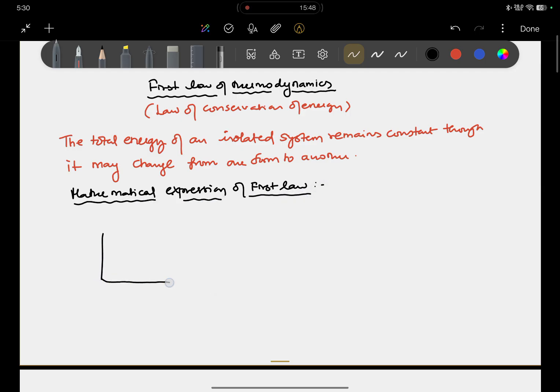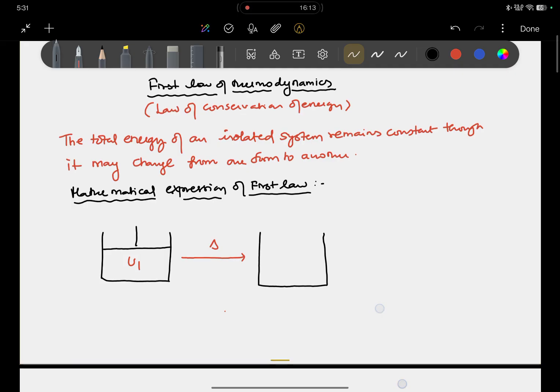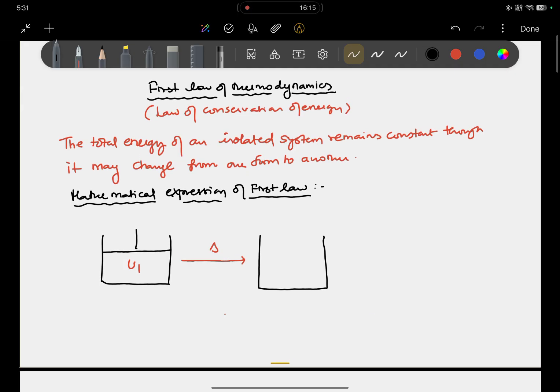You have a piston pump filled with gas where the internal energy is U1. Now what am I going to do? I'm going to heat it. When I heat, what will happen? The internal energy inside will change. Correct? Am I right or wrong? I'm talking to you, you should answer.